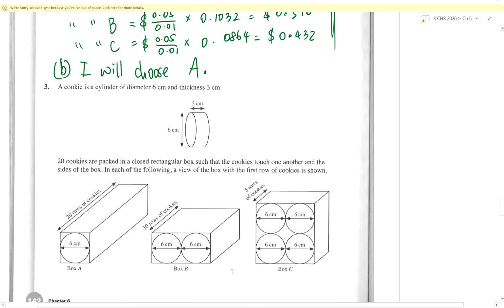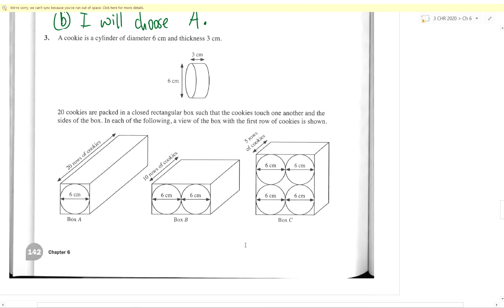Okay, now in question 3, which you will do by yourself, I will give you a hint. This time, instead of square biscuits, they have cookies, which are modeled after this cylinder. 6 cm in diameter. This is the diameter. If you want to find the radius, you just divide it by 2. I don't know whether you need it or not. Next, it has a thickness of 3 cm. So they're going to pack it in a similar fashion. In box A, just stack all of them. In box B, side by side, stack. Box C, 4 of them side by side and stack.